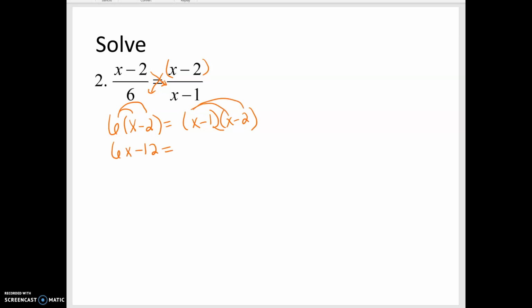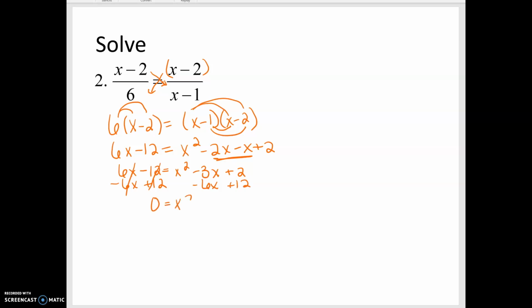And then we are going to FOIL on the right hand side. Remember, pause anytime that you guys need to. This is going to be x squared minus 2x minus x plus 2. I'm going to go ahead and combine those like terms there. So I have x squared minus 3x plus 2. And then I'm going to get everything to one side so that I can factor. So I'm going to go ahead and move all of mine over to the right hand side this time. So subtracting 6x and adding 12. And I get x squared minus 9x plus 14.